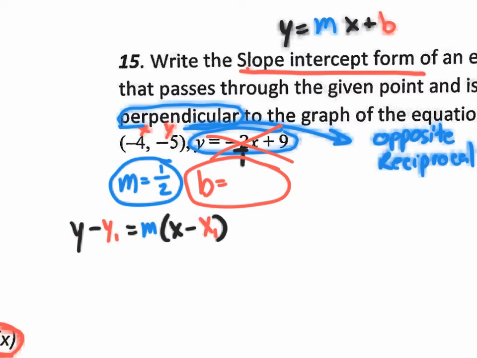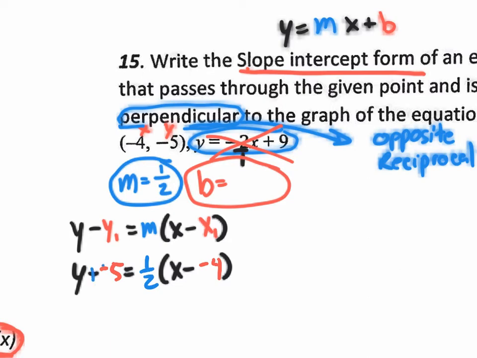So I could see my point right here. So the -4 is going to go right here where the x is at. My -5 is going to go right here where the y is at. And my m value of 1/2 is going to go right here. So let me rewrite this point slope form equation with blank spots. And once again, let's plug in our x value of -4 right here. So -4 goes right in there. My y1 value is -5. My m value is 1/2. So there's my point slope form equation.